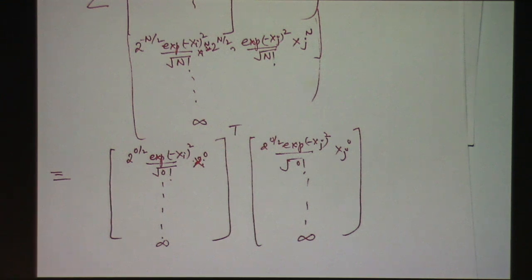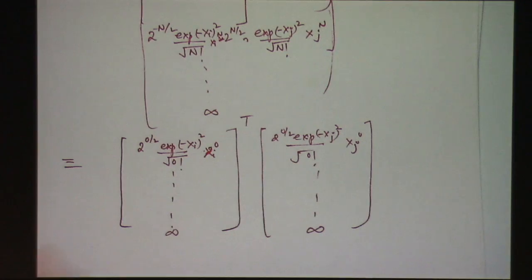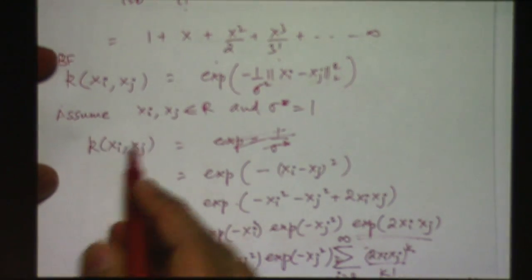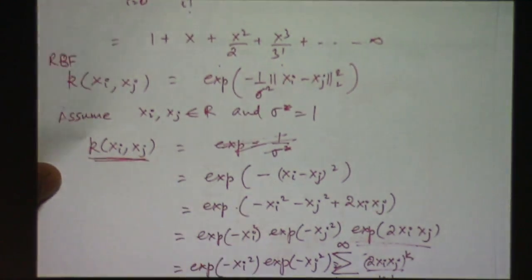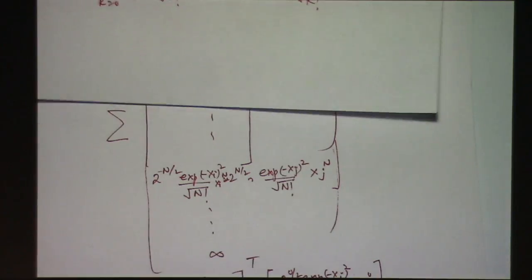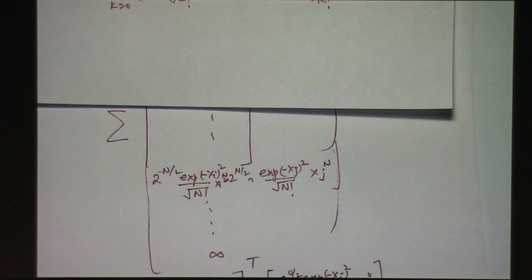So that's why we say that computing the RBF kernel, remember what we started with, we started with this part, is the same as first mapping the data into infinite space and then computing the dot product in that space. So that is the idea.